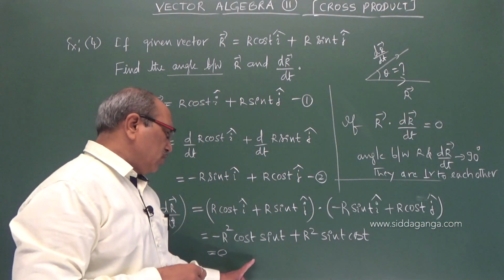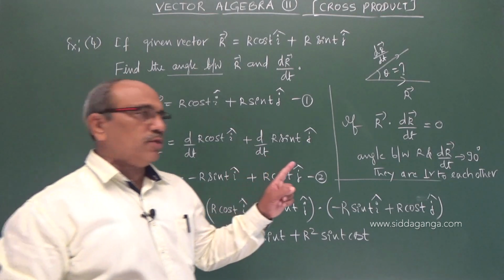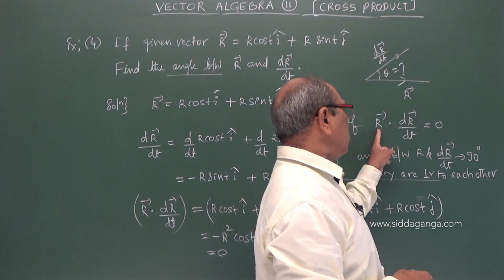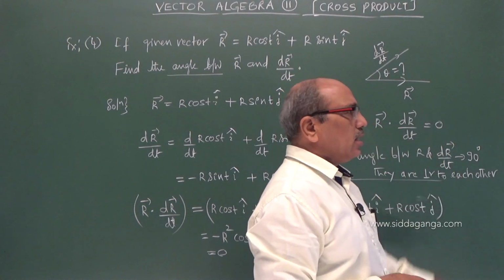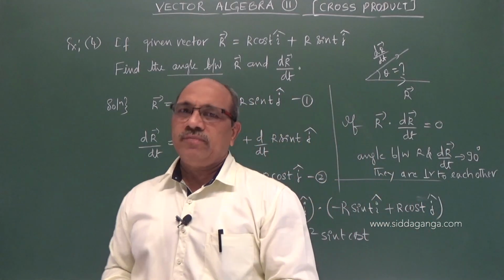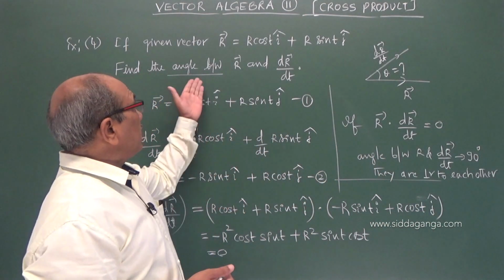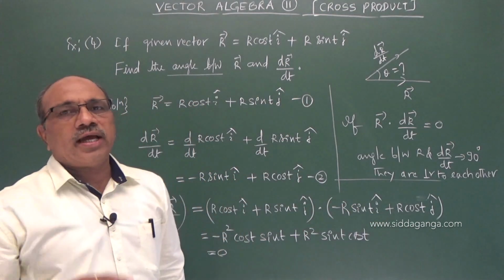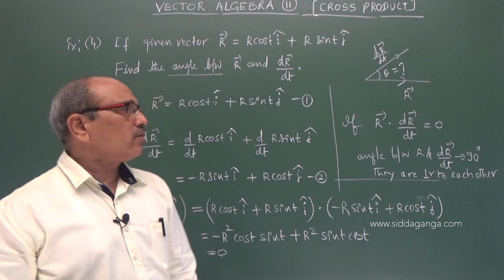If the dot product vanishes, the two vectors must be perpendicular because cos 90°, which suggests the angle between them is 90°, or r is perpendicular to dr by dt. So we got the answer. What is the angle between them? They are perpendicular, or mutually the angle between them is 90°.